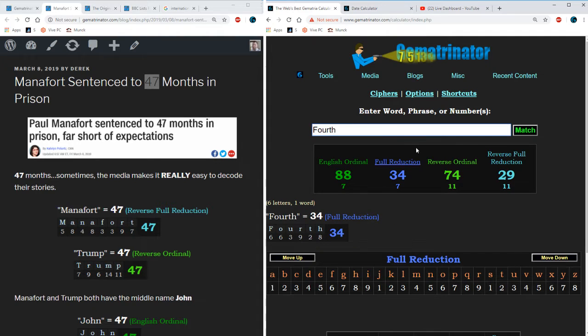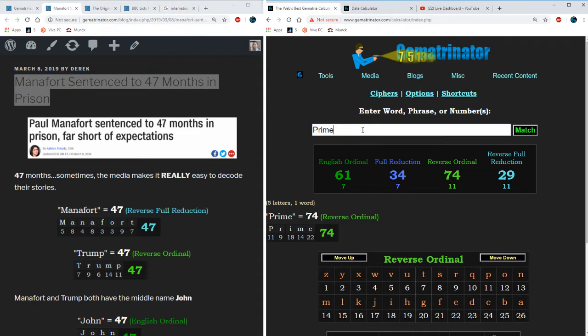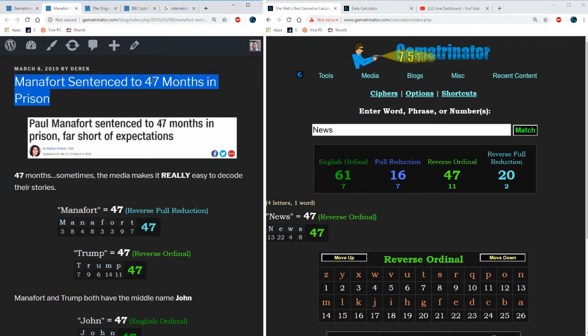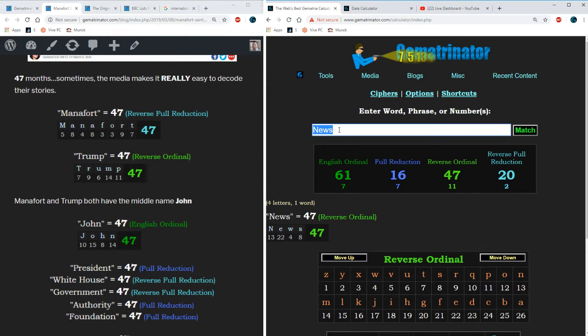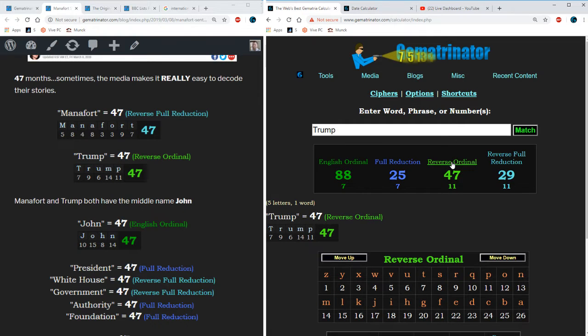Also consider that the word fourth equals 74, like how 7 is the fourth prime. And the word prime equals 74 as well. So this 47, 74, ultra significant. So when this is the number they reported in the news, the word news equals 47 in reverse. My eyes instantly lit up. Again, the name Trump equals 47. So despite facing up to 25 years, which is the reduction value of Trump, he got 47 months, which is the reverse value.